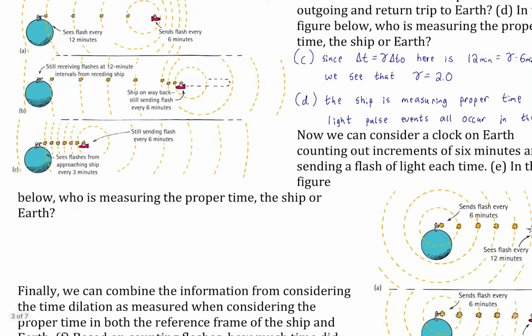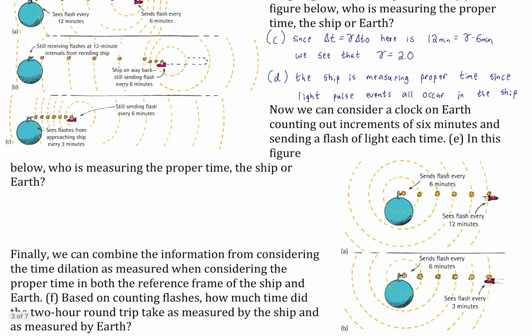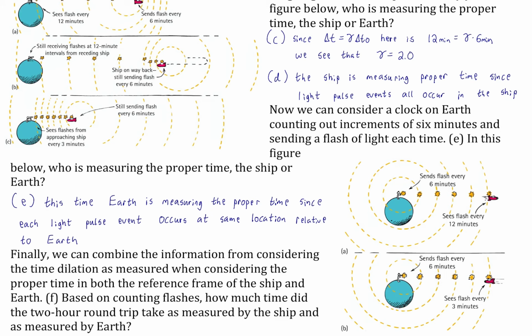Now, we could consider it the other way. We could consider light flashes being generated on Earth. So if we consider a clock on Earth counting out increments of 6 minutes and sending a flash of light each time, in this case, who's measuring the proper time? Well, this time Earth is measuring the proper time, since each light pulse event occurs at the same location relative to Earth. Okay?